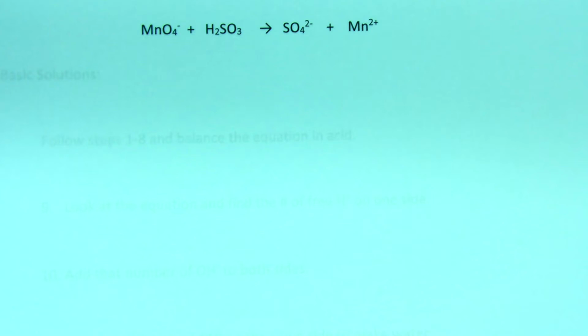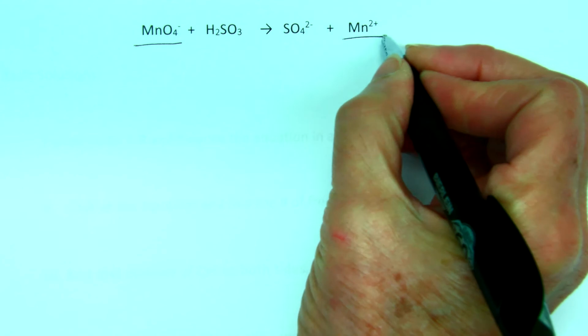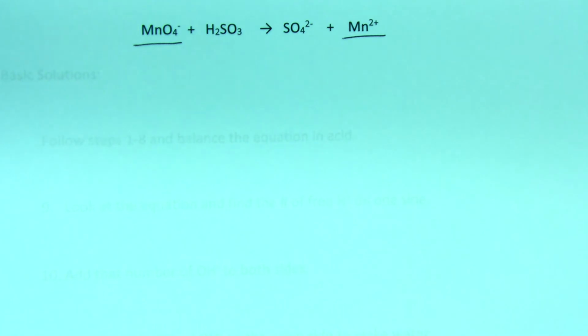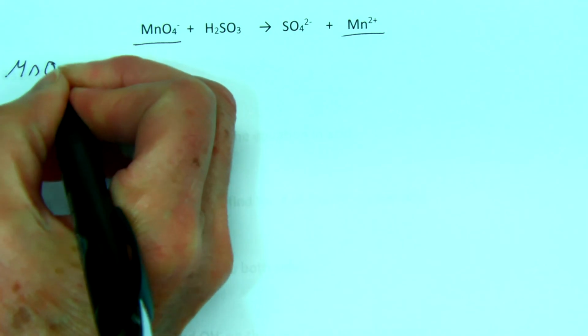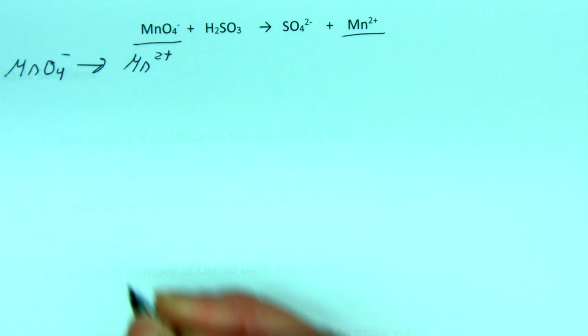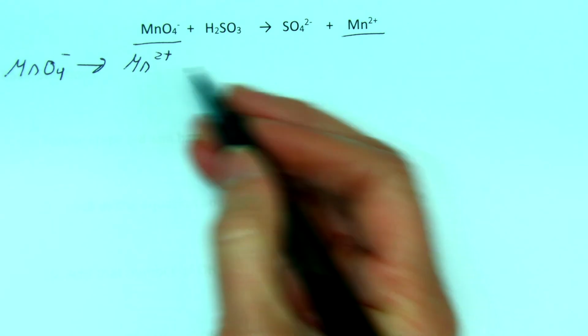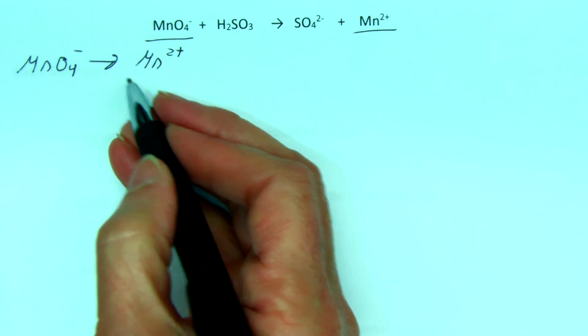So the first step is to separate these things into two half reactions. And we do that by looking at the species that belong together. This ion has manganese in it. This has manganese. So we can say that we need the two manganese species in one of the half reactions. So we write permanganate yields Mn2+. We put both manganese-containing species in one equation, keeping them on the appropriate side of the equation.